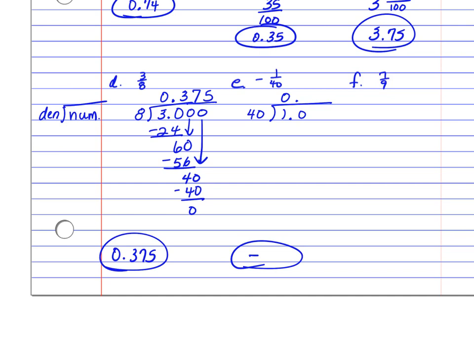So 40 does not go into 1, but also notice 40 does not go into 10. This is when we have to put a 0 up here. Add another 0, 40 goes into 100 twice, and we get 80. Subtract and we get 20. Bring down the 0, and 4 goes into 20, just like 40 goes into 200, 5 times, and that becomes a remainder of 0. So this is going to be negative 0.025.